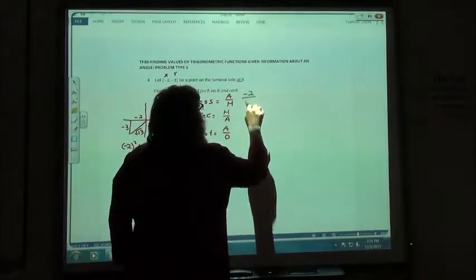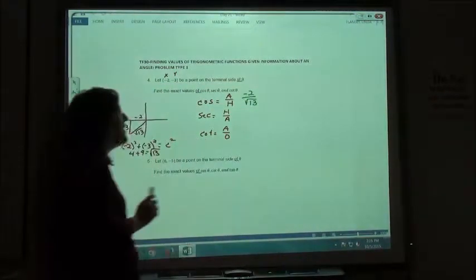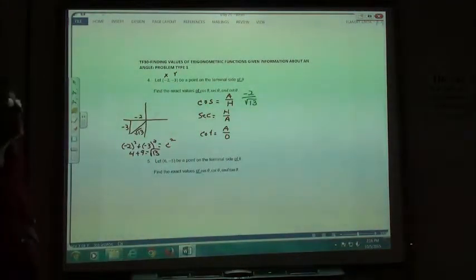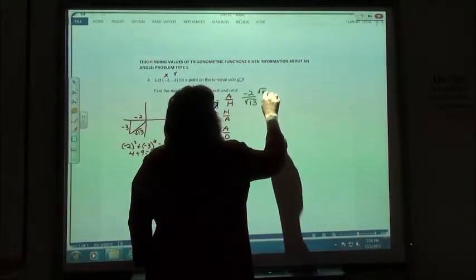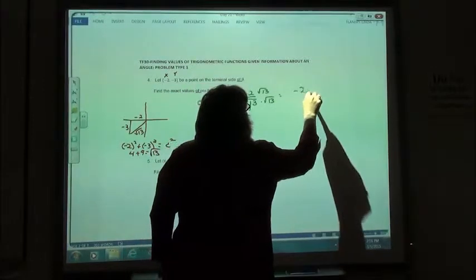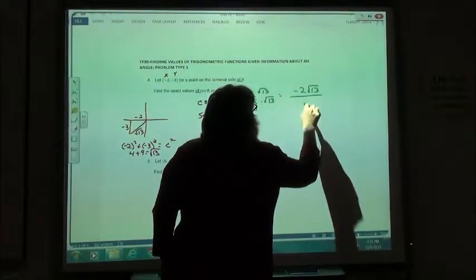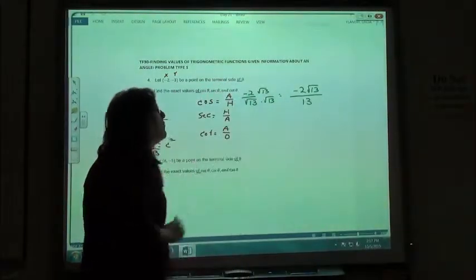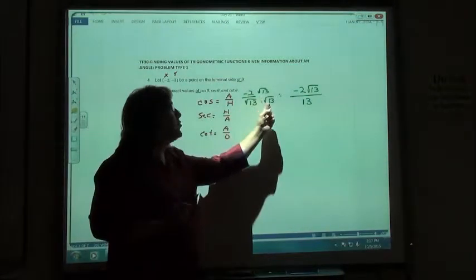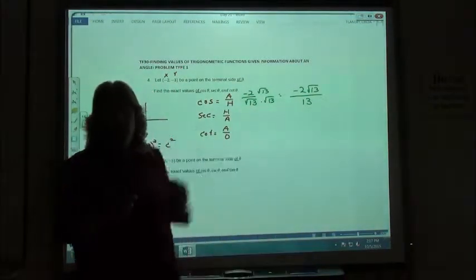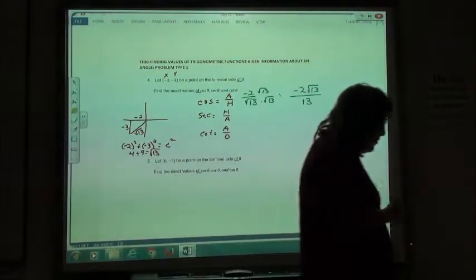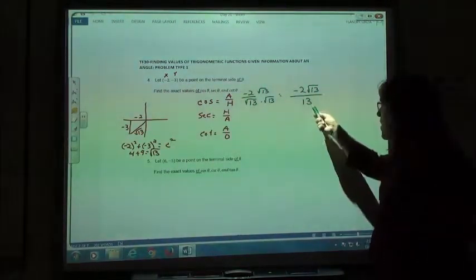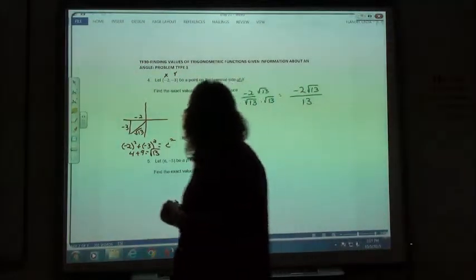So -2 over the square root of 13, of course, has to be rationalized. We can't have the square root in the bottom of our fraction. So we multiply by the square root of 13, and so we get -2 square root of 13 over 13, because we know that if we take the square root of 13 times the square root of 13, it's the square root of 169, which is a perfect square, 13. Because when we multiply two square roots by each other, it rationalizes it and gets rid of the square root.